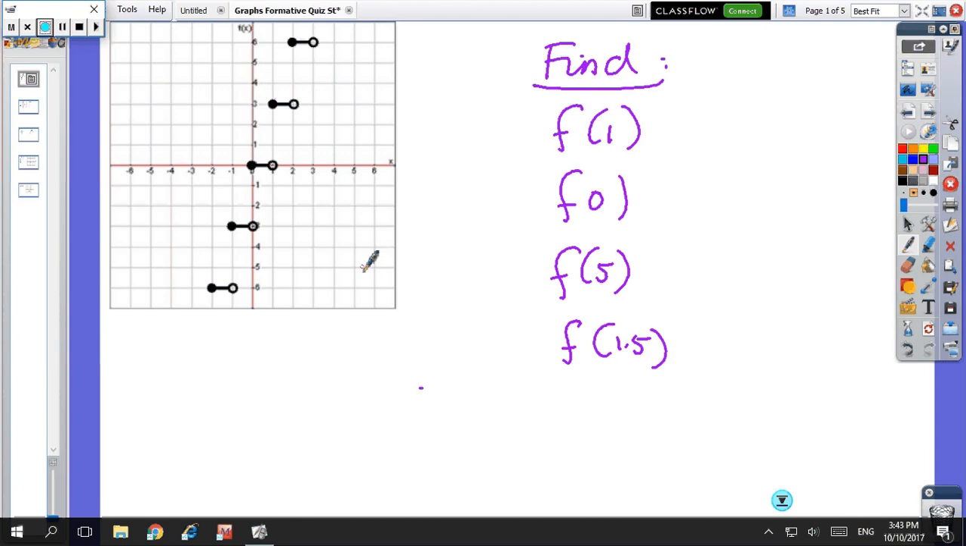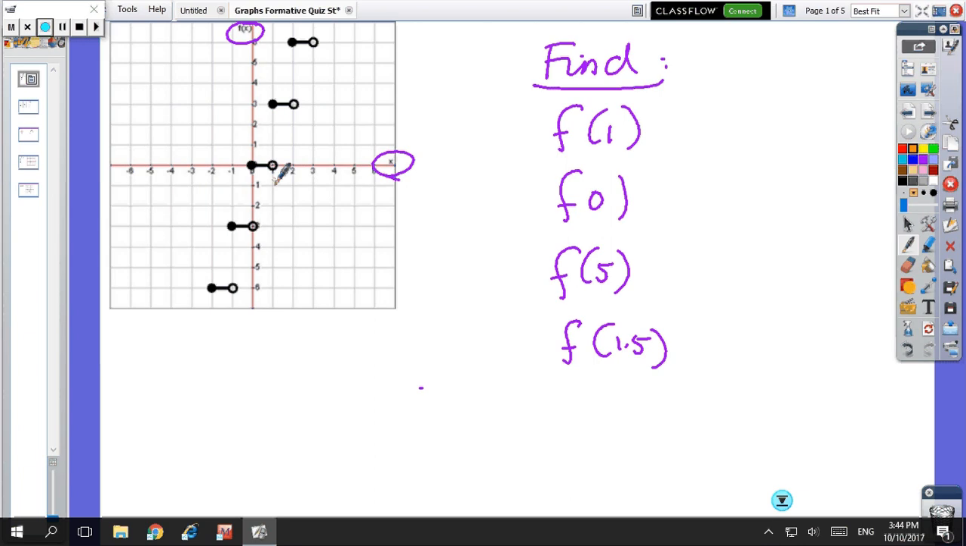Okay, we're just looking at a video covering two small parts of the course, which are step graphs and piecewise graphs. So the function goes up in steps. We're in function notation, so it's f(x), and here are x values. I just want you to find the values of f(1), f(0), f(5), and f(1.5). So pause the tape, and when you're ready, come back.